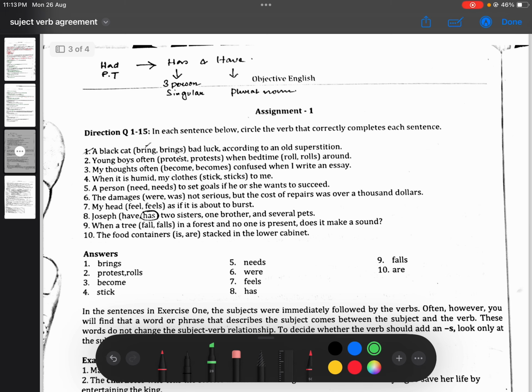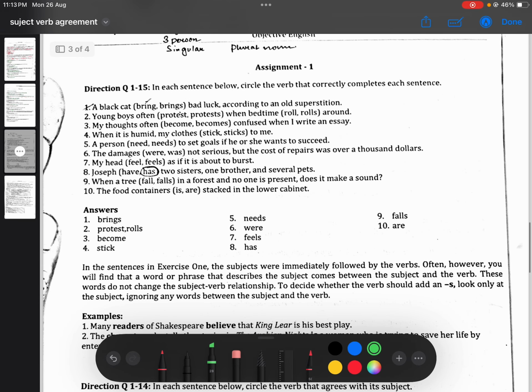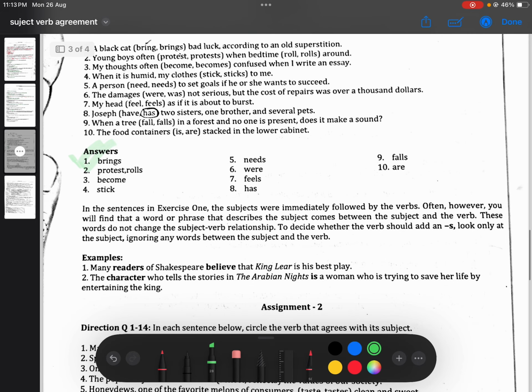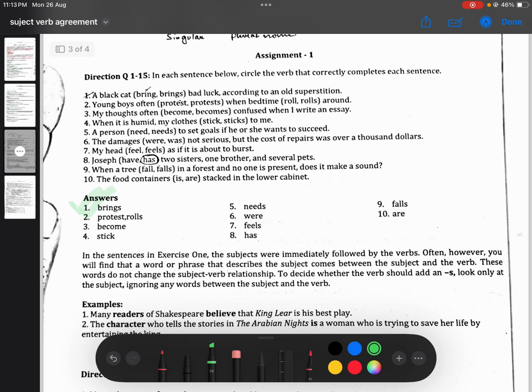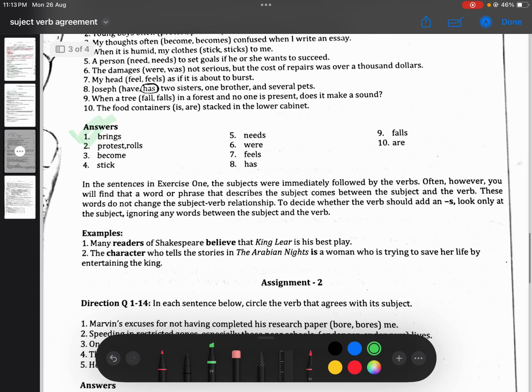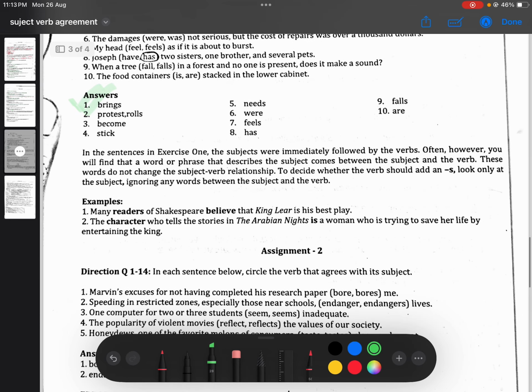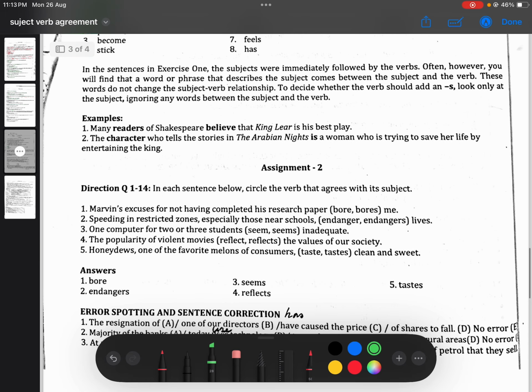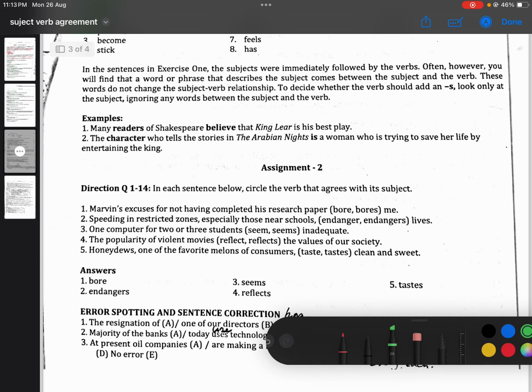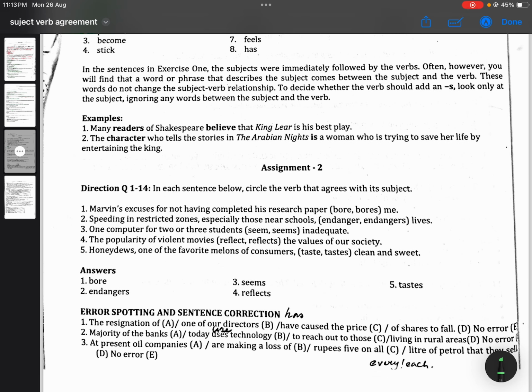Now, these are the assignments that you can do at your home for your practice. If you need the answers, they are given here. From here you can find out the answer, but do it by yourself, do not see the answer first. This is assignment 1, this is assignment 2, and the answer is also given here.